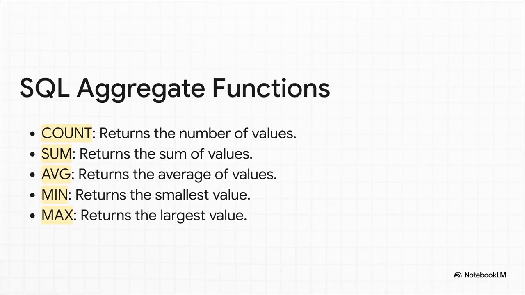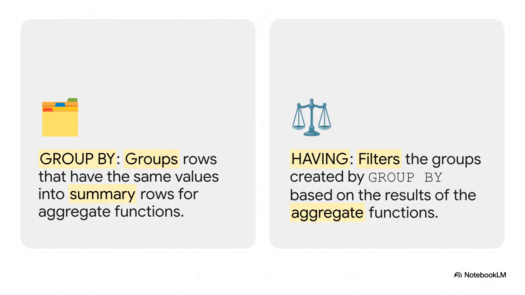You can count your users, sum up your revenue, find the average price, or get the min and max values in a dataset. And this is where things get really powerful. Think of GROUP BY and HAVING as a power duo. First, you use GROUP BY to bundle your rows into summary groups, like, say, calculating total sales per city. Then, HAVING lets you filter those groups. So you could ask to see only the cities that had sales over $1 million. It's kind of like a WHERE clause, but it's specifically for your summaries.